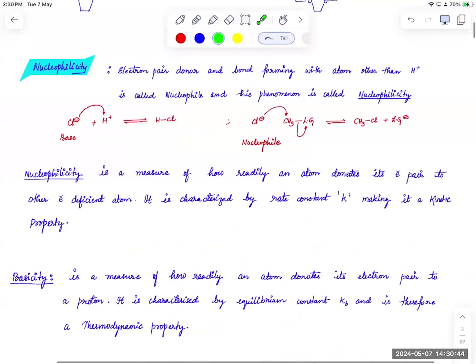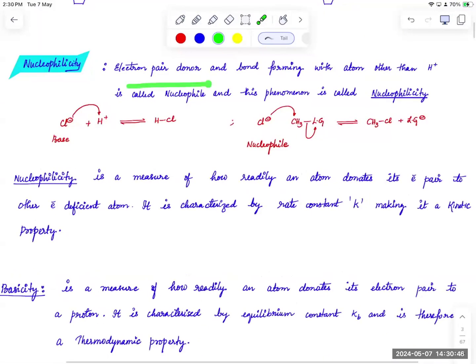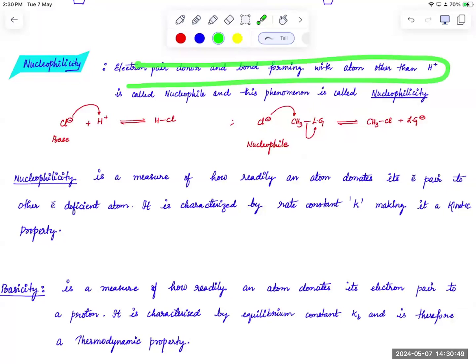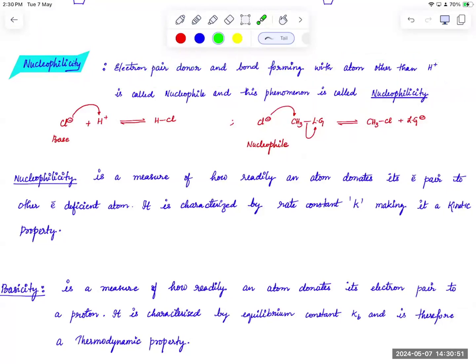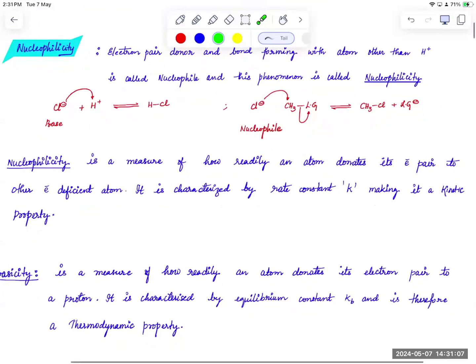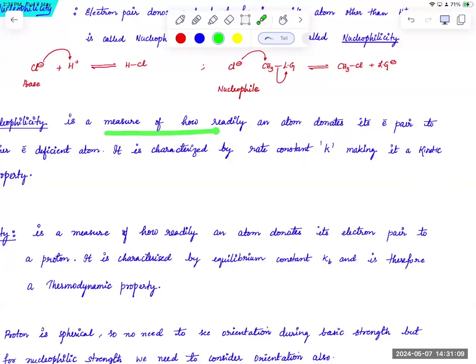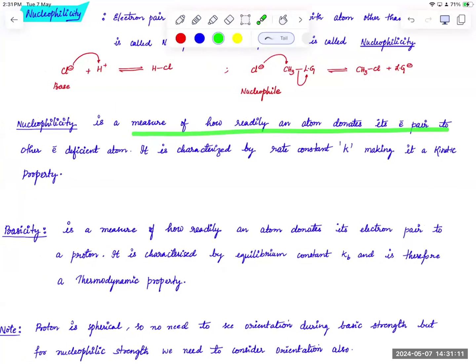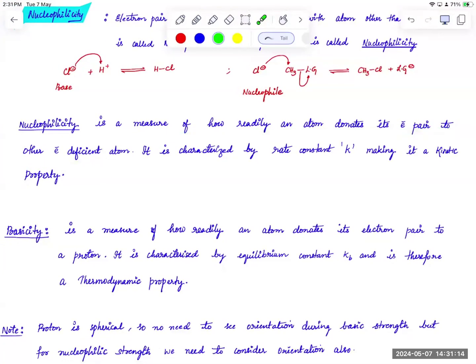Coming to nucleophilicity: an electron pair donor forming a bond with an atom other than H plus is called a nucleophile, and this phenomenon is called nucleophilicity. You can see Cl minus, if it attacks H plus, you call it a base. The same Cl minus, if it attacks carbon and tries to remove something else, is read as a nucleophile. So a nucleophile is a measure of how readily an atom donates its electron pair to an electron deficient atom.